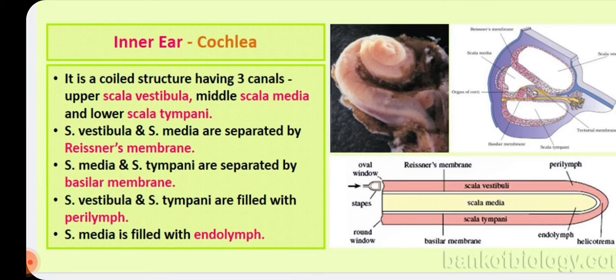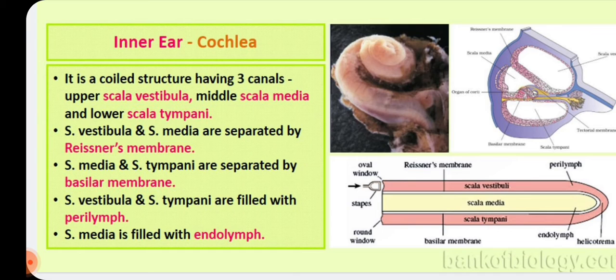The membranous labyrinth is filled with a fluid called the endolymph. So inside the membranous labyrinth the fluid present is called endolymph, whereas the membranous labyrinth is surrounded by a fluid called perilymph.